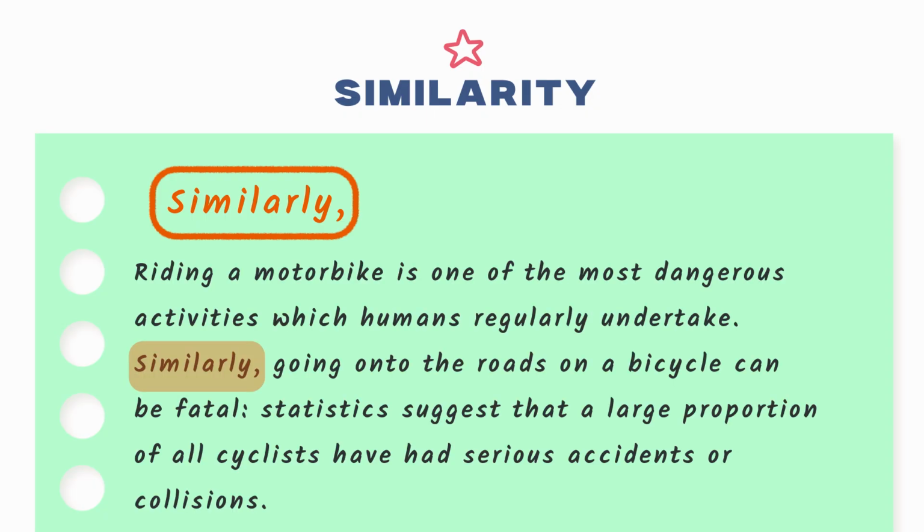Riding a motorbike is one of the most dangerous activities which humans regularly undertake. Similarly, comma, going onto the roads on a bicycle can be fatal. Statistics suggest that a large proportion of all cyclists have had serious accidents or collisions. So you see, we talked about motorbikes, and again we are talking about fatal accidents by bicycles. So we are talking about two things that are similar, so we use the linking word similarly.